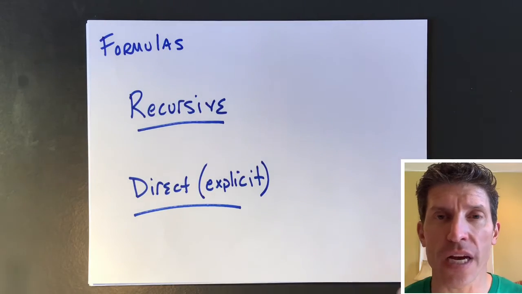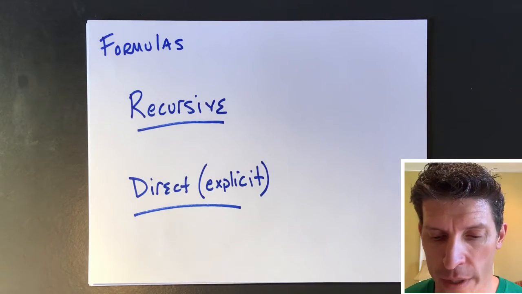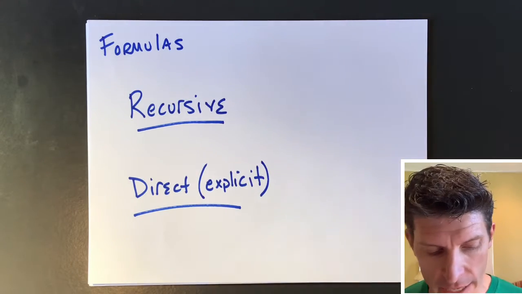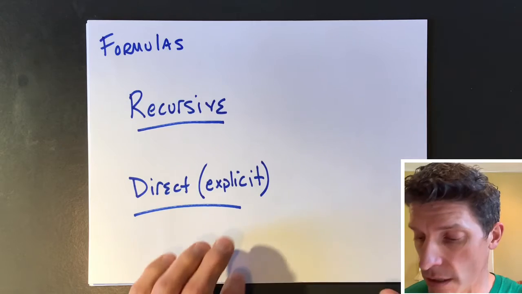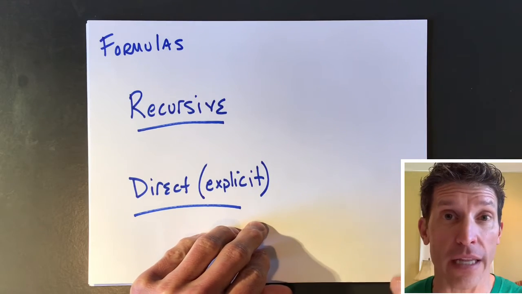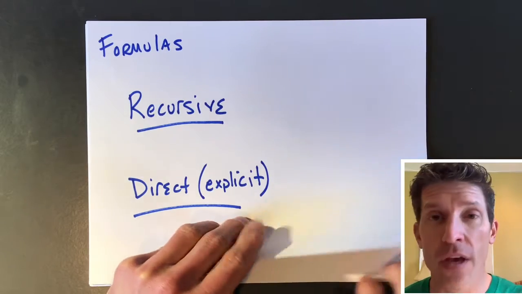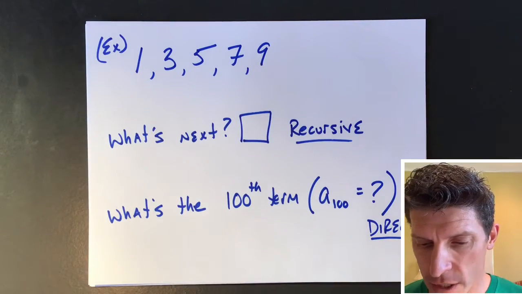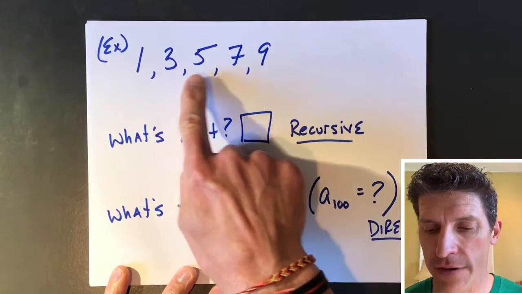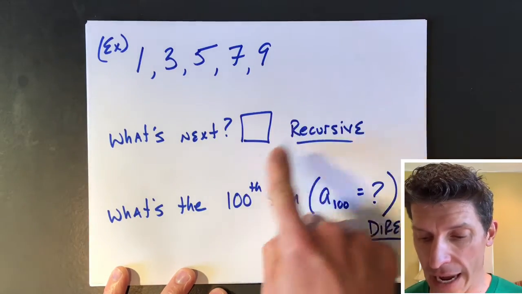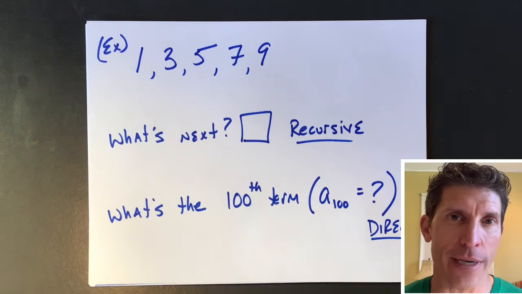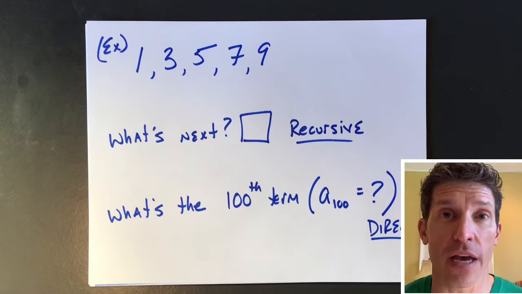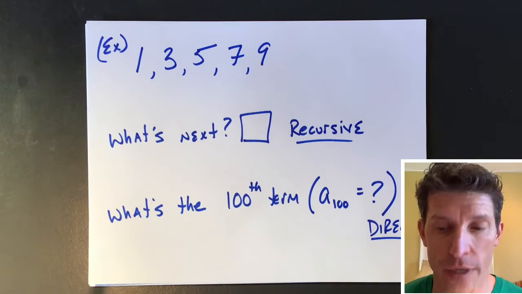Now, there are two different ways we can describe patterns: the recursive way and the direct way. You learned these a number of years ago, and you learned them again last year in Algebra 1. The recursive formula is a simple question of what's next. If I give you a pattern of 1, 3, 5, 7, 9, blank, and I ask what's next, you're just going to count by 2, and you're going to tell me what's next, which is easy, right?